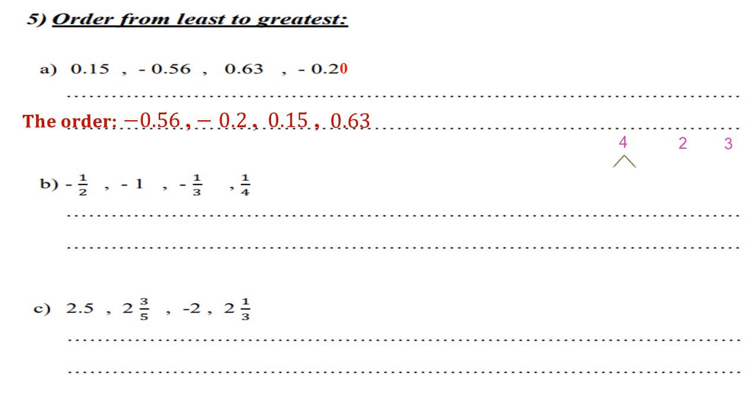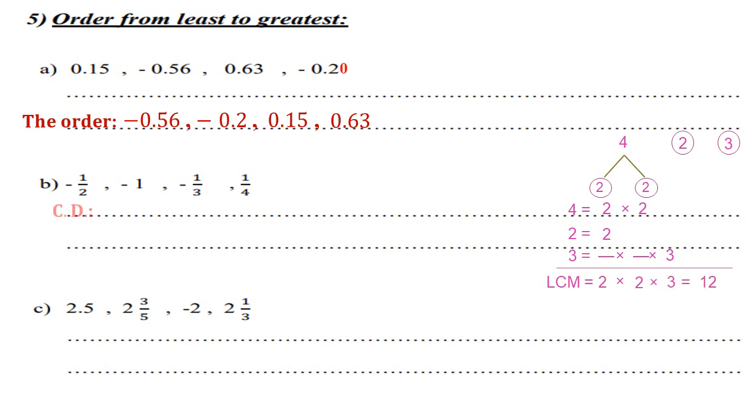I will start to factorize 4 into 2 and 2. 2 is a prime number, so I will circle it, and 2 is a prime number, so I will circle it. 2 is already a prime number, and 3 also is a prime number. 4 will be equal to 2 multiply 2, 2 equal 2, and 3 equal 3. To get the LCM, it will be 2 multiply 2 multiply 3 equal 12. Now the common denominator is 12.